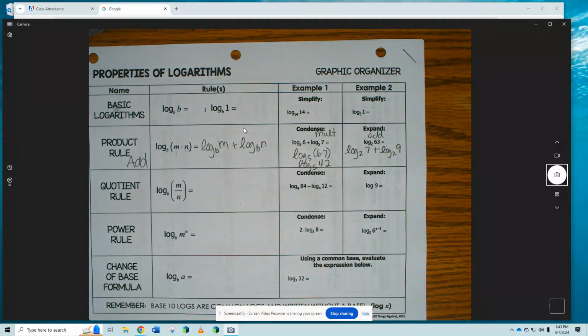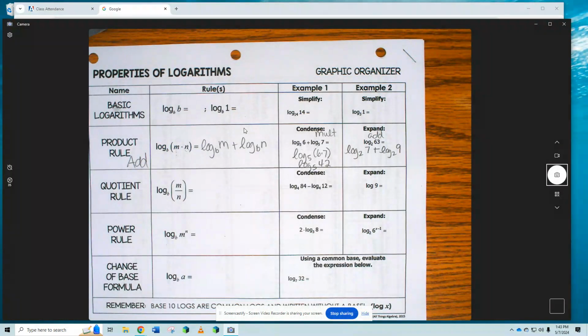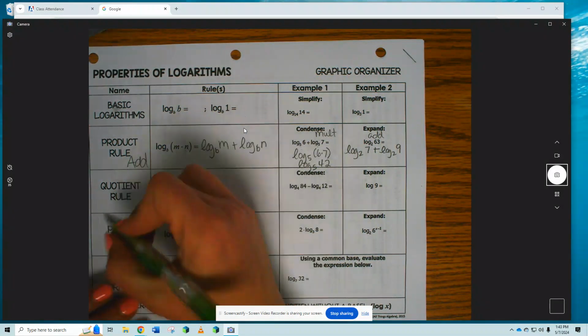I'm kind of doing opposite things here. If I see an addition, make it into multiply. If I see a number, I could break it down into an addition problem. So you need to know your times tables for these. Product rule means you add. Quotient rule, subtract.